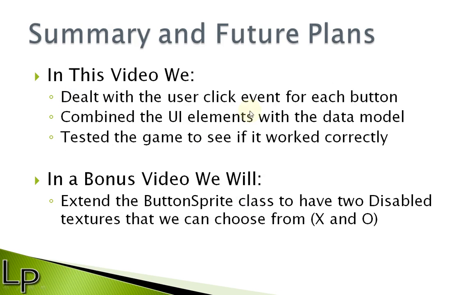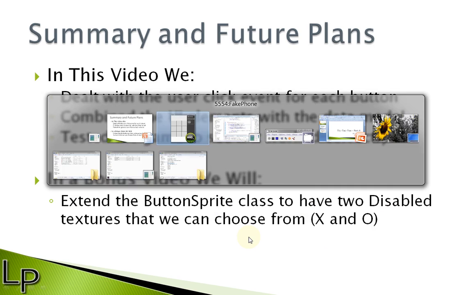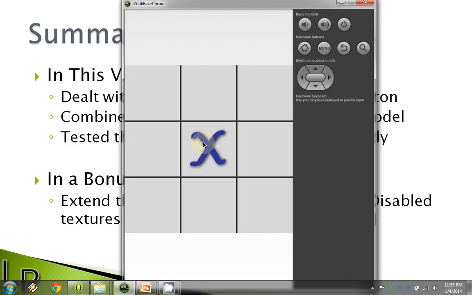So in this video we dealt with the user click event for each button and then combined the UI elements with the data model. Then we tested the game to see if it worked correctly. In a bonus video, which I will not manage to finish tonight because it's 5 minutes to midnight, we'll extend the button sprite class so that it has two disabled textures so that we can choose from either X or O, which is going to help us so that we don't have this happen.